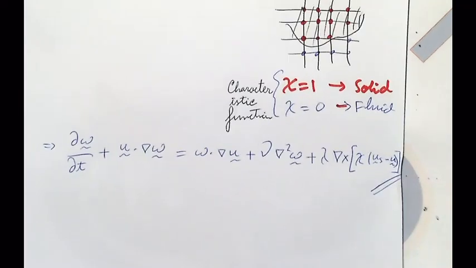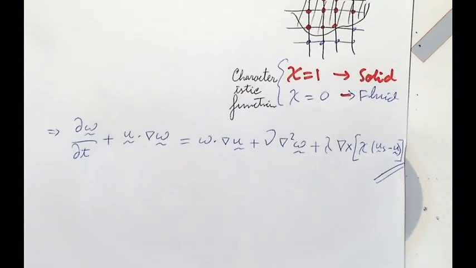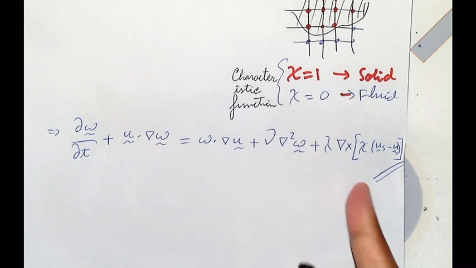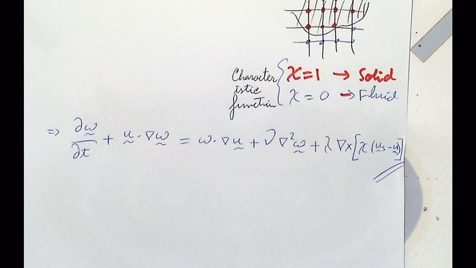That's it. You're done. Your no slip, no through flow boundary condition is imposed inside the solid. Okay. And yeah, some of the simulations I showed you use this exact equation. How do we solve this equation?